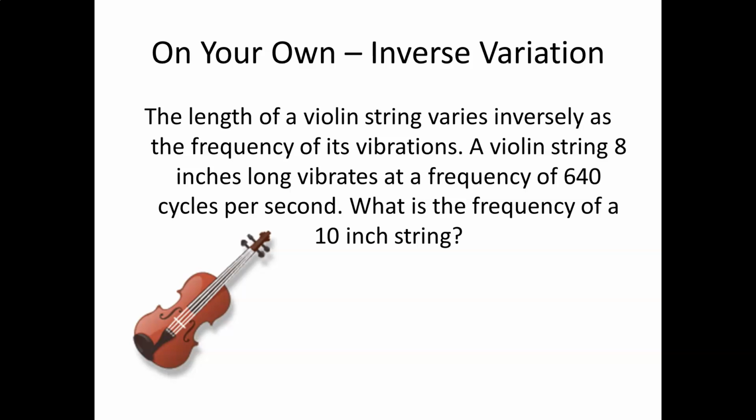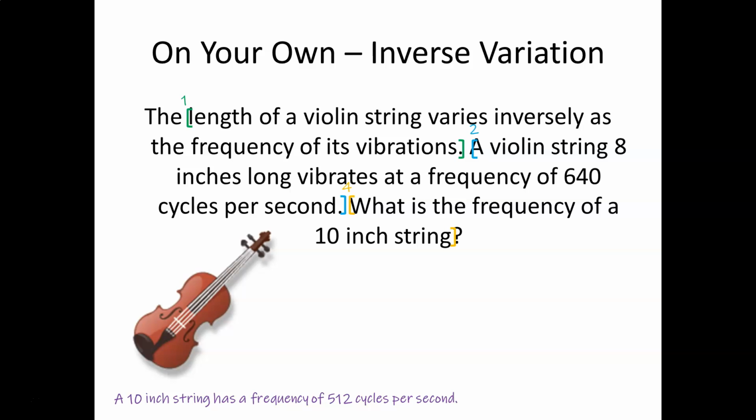Inverse variation. The length of a violin string varies inversely as the frequency of its vibrations. A violin string 8 inches long vibrates at a frequency of 640 cycles per second. What is the frequency of a 10-inch string? So let's give you some hints. There's where you find step 1. There's where you find step 2. And there's where you find step 4. Now, pause the video. We're going to come up with the answer.